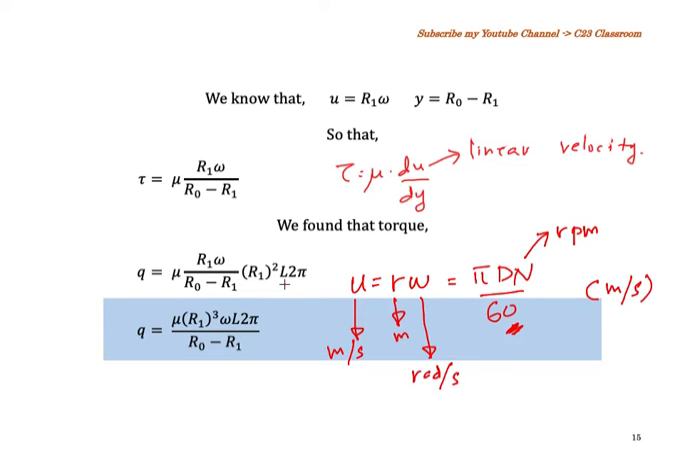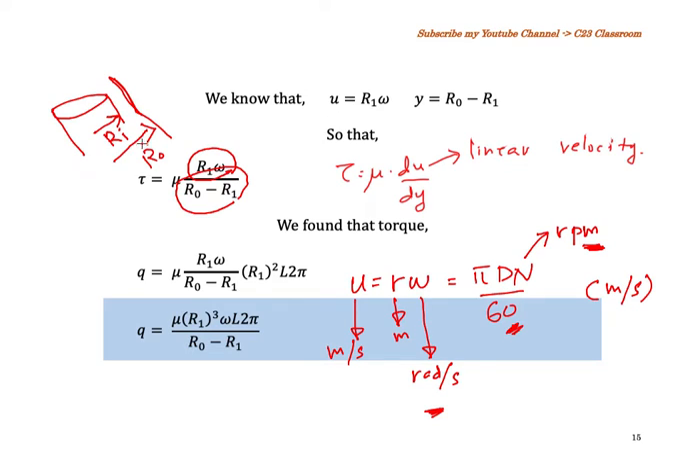This is the relationship between u, the linear velocity, and the rotational speed, because sometimes rotational speed will be given in radian per second, and sometimes in rotations per minute. We substitute the value of du here with r1 omega, and the value of dy here with r0 minus r1. We have a cylinder here, and this is the outer cylinder, so we have r1 here, and the outer one is r0. The difference between them gives us the gap between these two surfaces. Okay, so we substitute the values, and then we get the total torque equal to mu r1 cube omega L 2 pi over r0 minus r1.